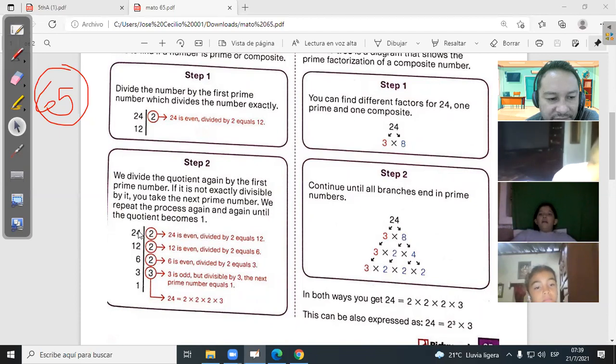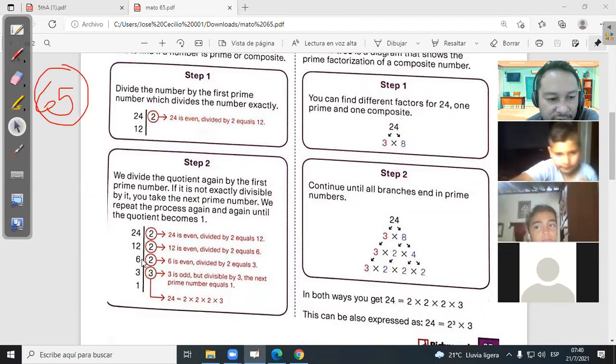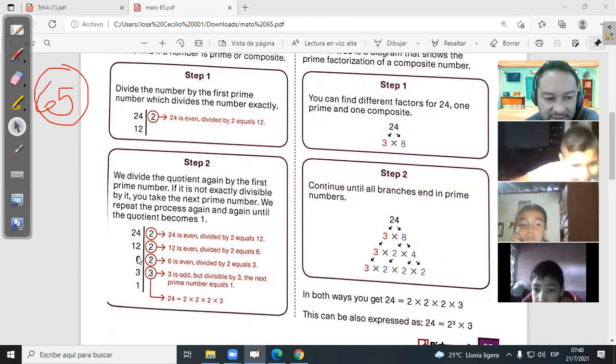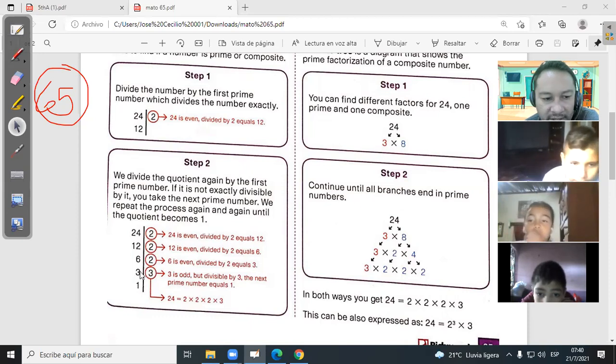What is the half of 24? 12. What is the half of 12? 6. And 2 times 6 is 12. Now, 6 has a half? Yes, 3. And 2 times 3 is 6. And 3 has a half? No.